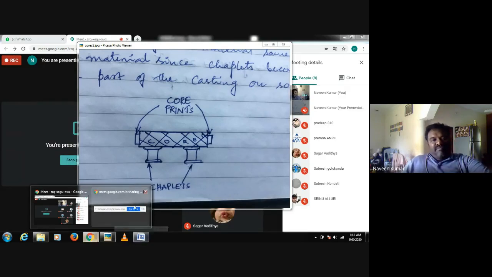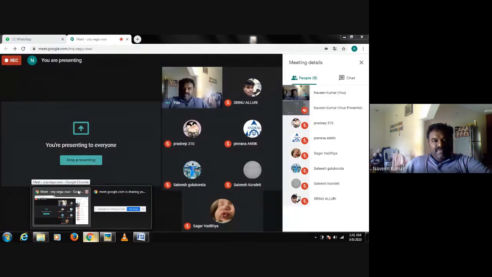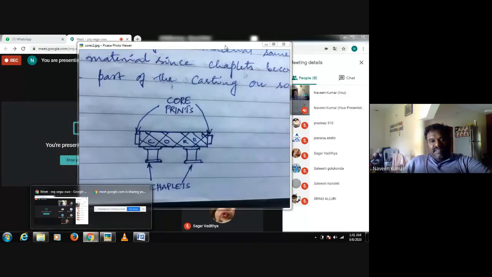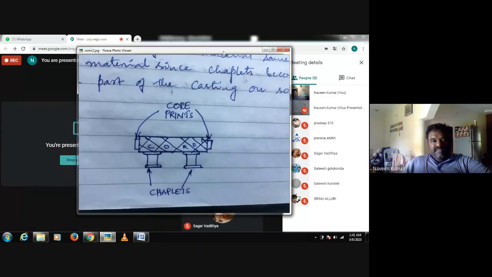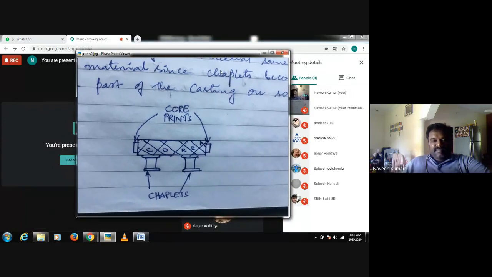Next point. Whenever chaplets are used, ensure that they are made of the material same as casting material. Please take this diagram fast.